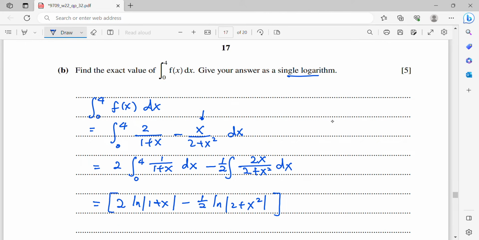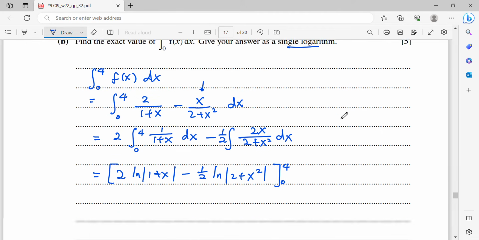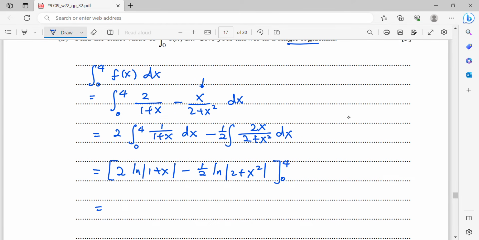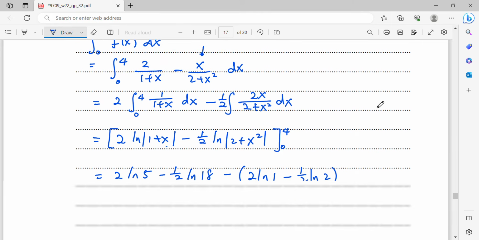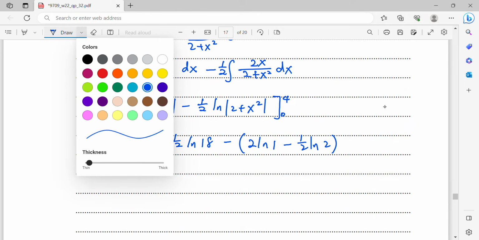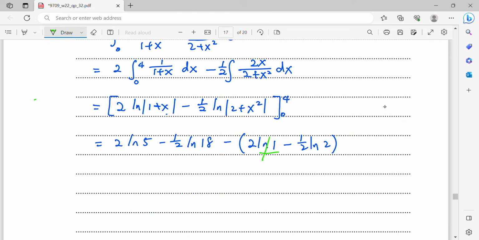Now I combine two terms because they are sharing the same limits. So now replace the x by 4. I will get 2 ln 1 plus 4, 5, minus half ln 2 plus 4 squared, which is 4 squared is 16, 16 plus 2, 18. Then minus 2 ln, when my x is 0, it is 1. Then minus half ln 2 plus 0 squared is 2. Okay, and the question says single logarithm for the final answer. It means that we need to simplify all the ln. But before I combine, ln 1 is 0.